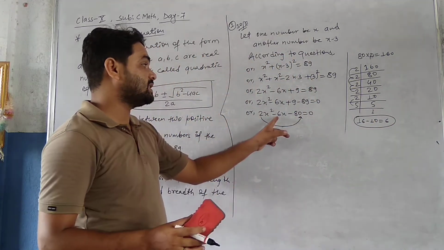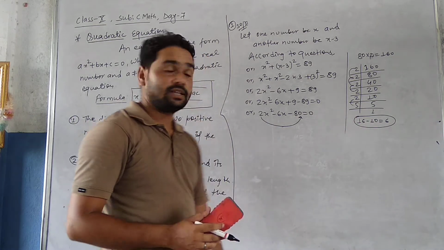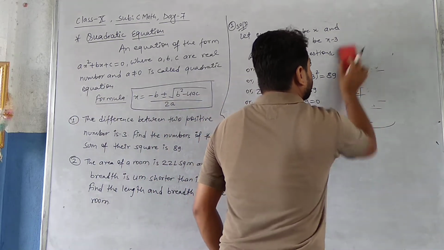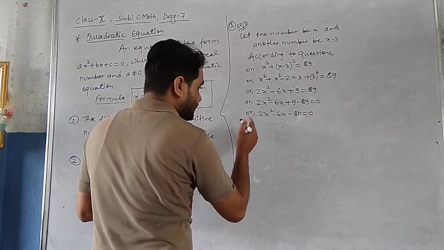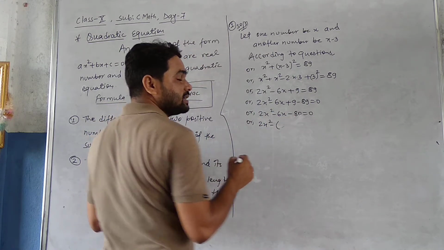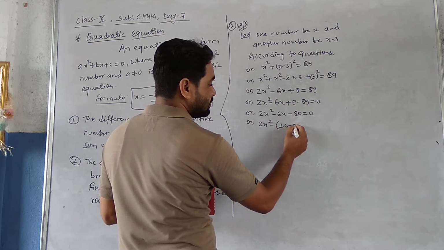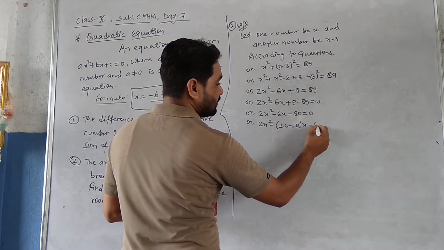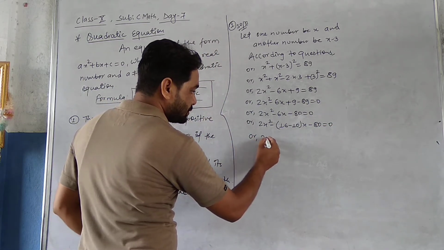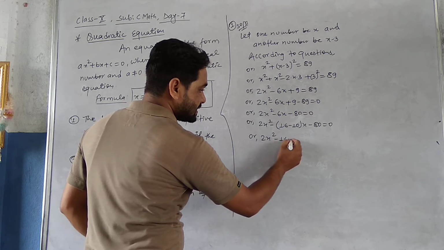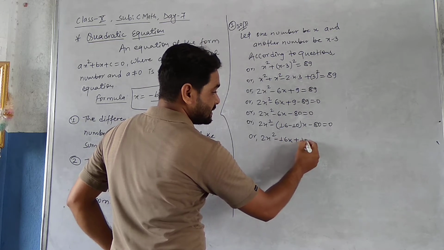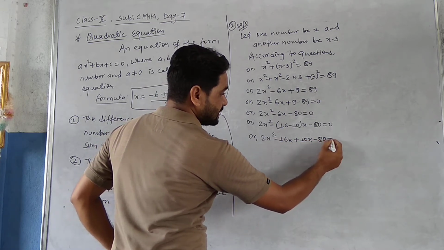So in place of this 6, we can write 16 minus 10. So let's do that. 2x square minus, in place of this 6, we write 16 minus 10, then x minus 80 equals 0. So 2x square minus 16x, and minus and minus, we get plus 10x minus 80 equals 0.